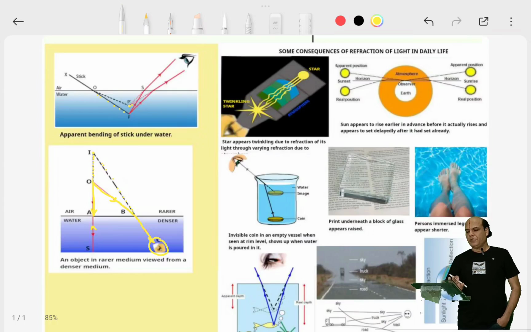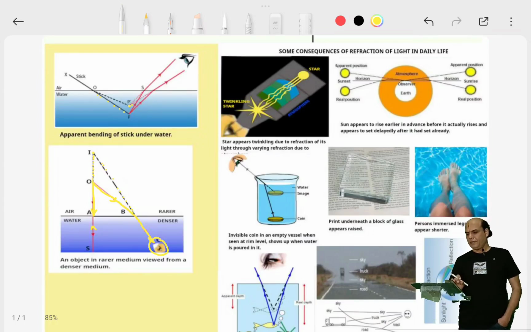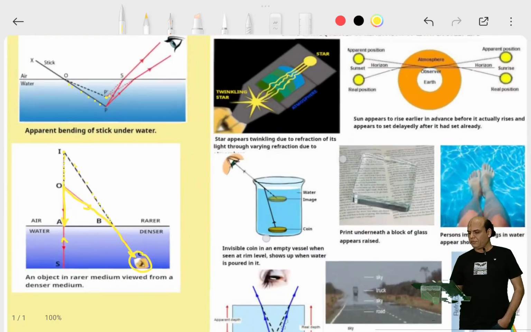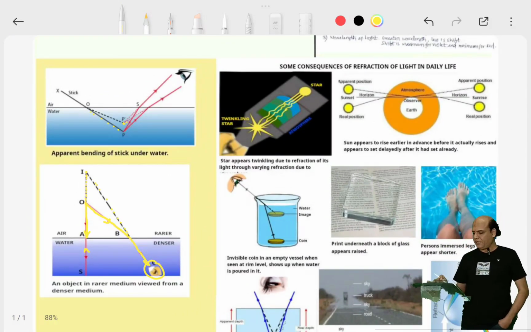Due to refraction, all these phenomena are occurring. But in the end exam, mostly real life examples of the refraction of light are asked. So some of them are listed here.